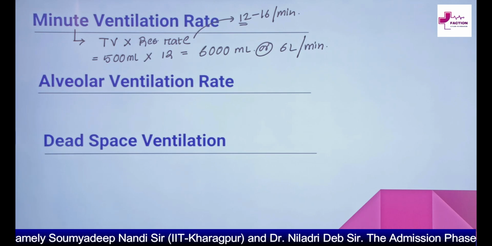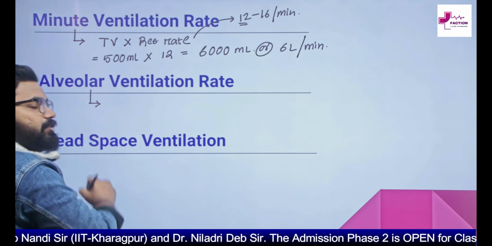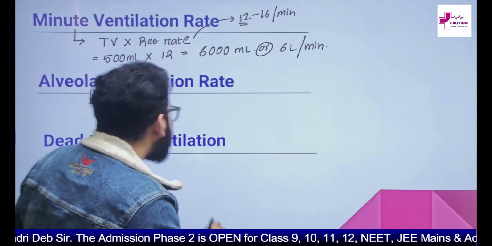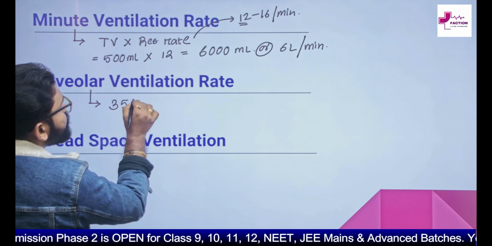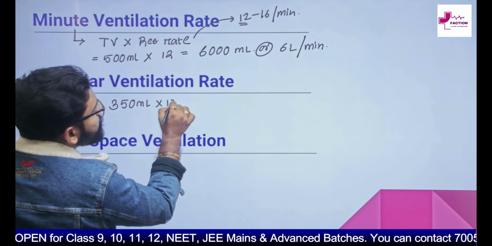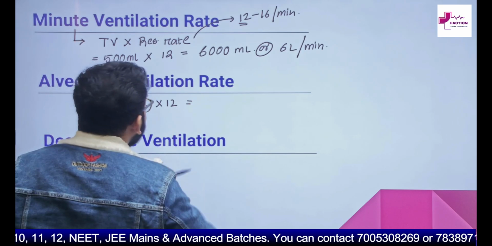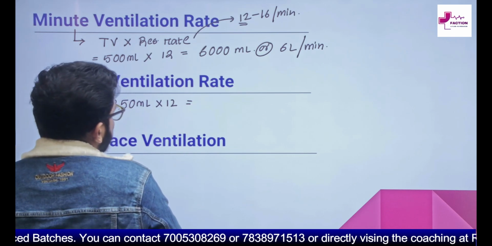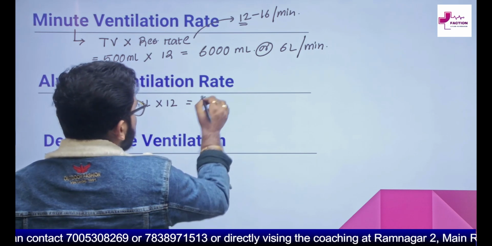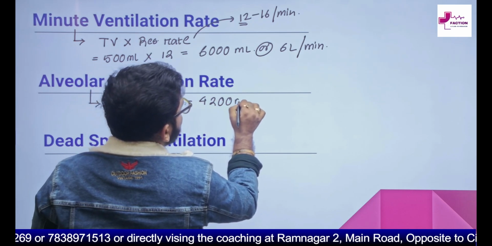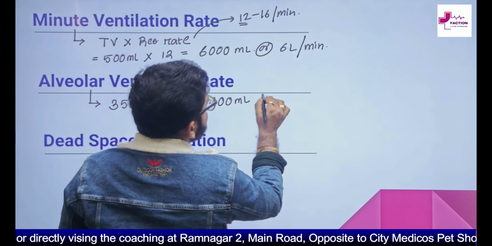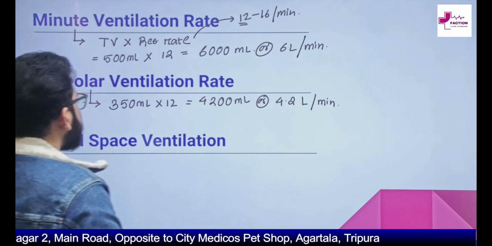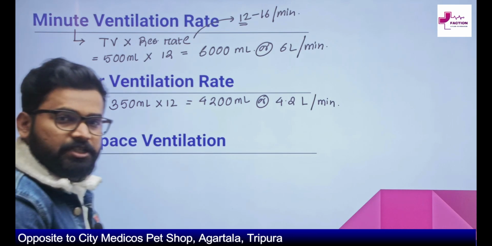Next, the alveolar ventilation rate. How much air is actually available to the alveoli? Leave the anatomical dead space part, 150 ml, that is not available to the alveoli. So this would turn out to be 350 ml into 12, that is respiration rate, which turns out to be around 4200 ml, or approximately you can say 4.2 liter per minute. Fine, this is the alveolar ventilation rate.